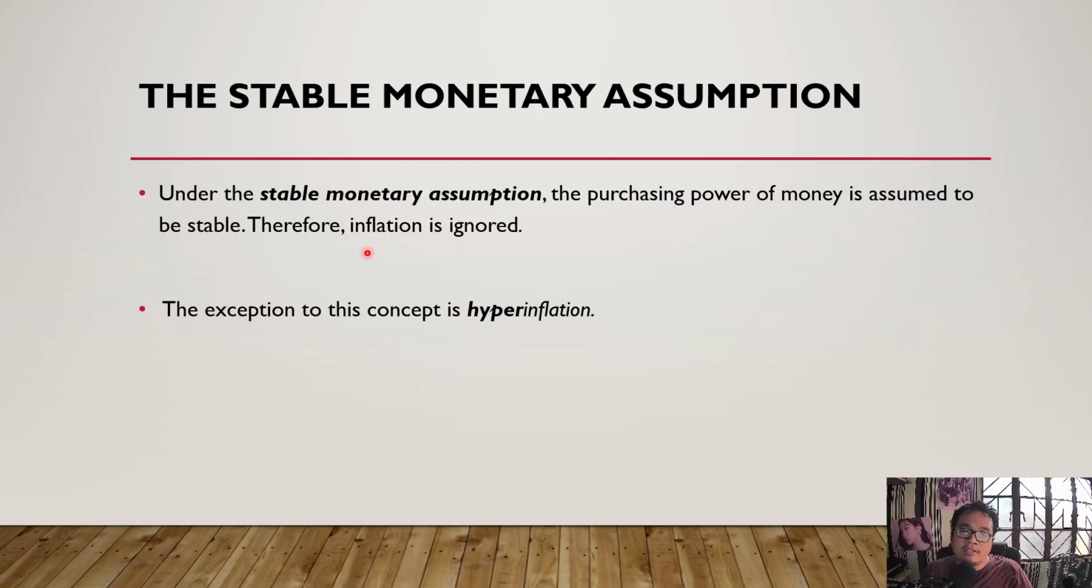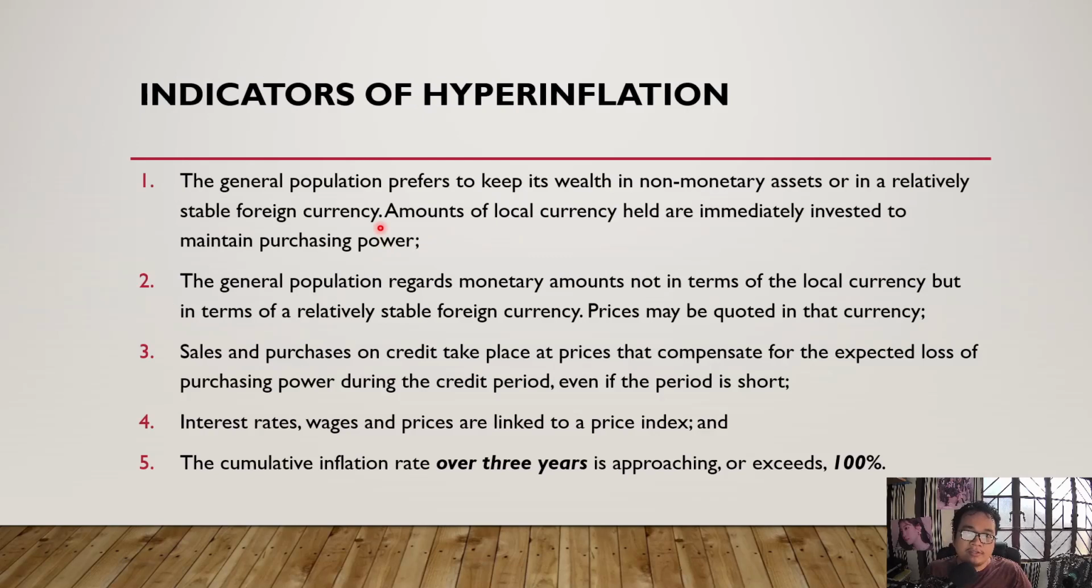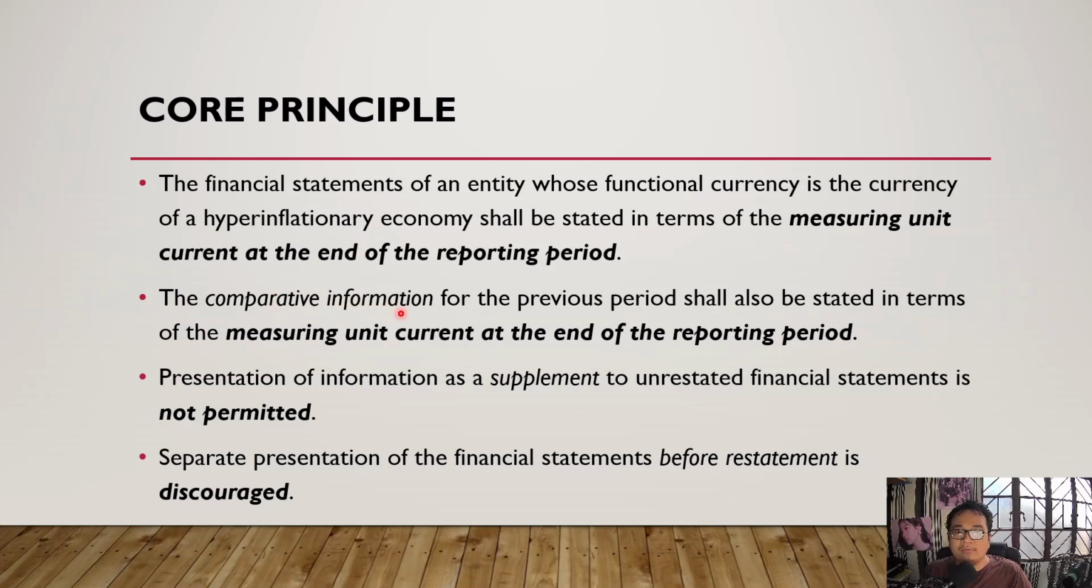However, yung exception sa concept na yan is kapag meron nang hyperinflation. Bakit? Hyperinflation is an abnormality in the system. So, you need to account for that, because it really changes everything. Hence, kita nyo dito, the comparative information for the previous period shall also be stated in terms of the measuring unit current at the end of the reporting period. Meaning, magkakaroon ka ng restatement. Kasi nagkaroon ng hyperinflation.